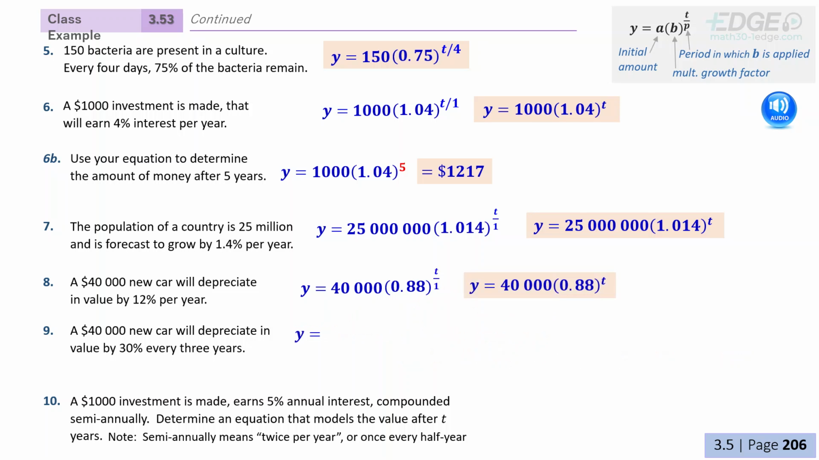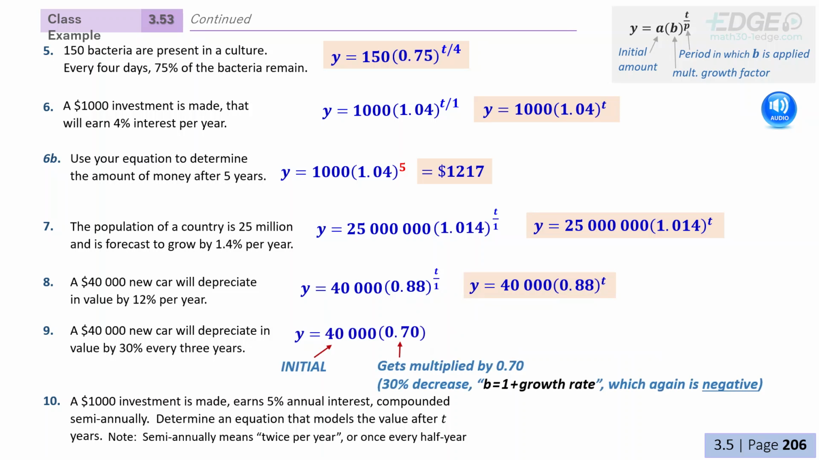Number 9, a $40,000 new car will depreciate in value by 30% every 3 years. So starting off with 40,000, it's going to be depreciating by 30%. So now we're going to have 70% at the end of each period. But now just be careful in this because it's depreciating by 30% every 3 years. So our denominator in that fraction would be 3.